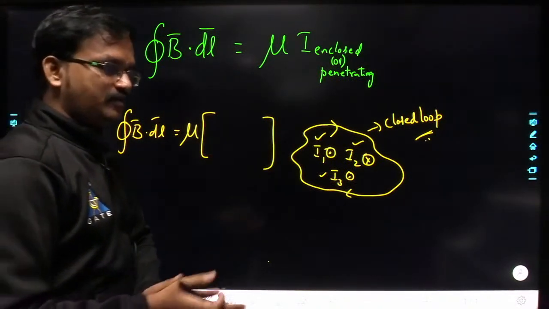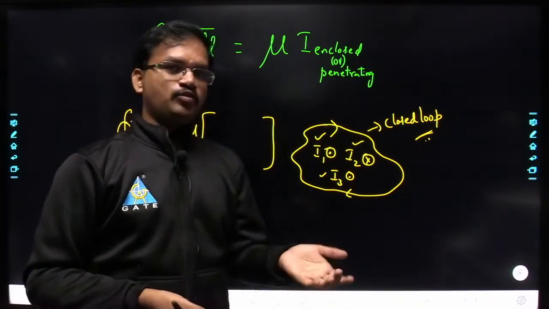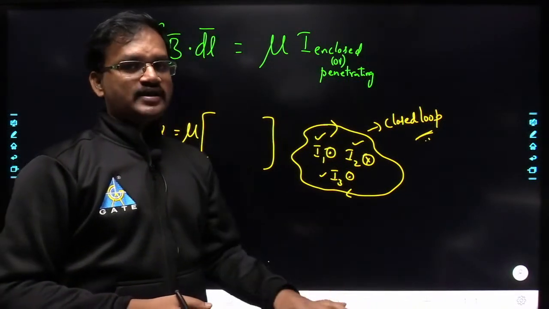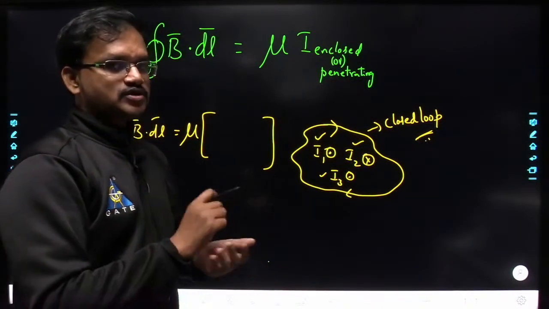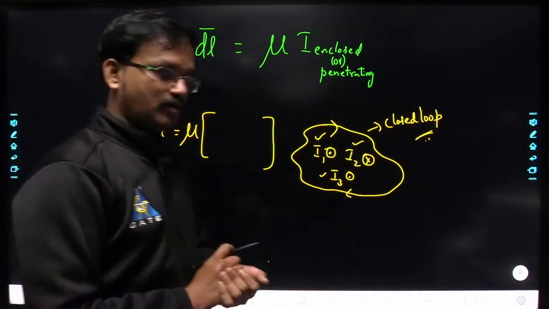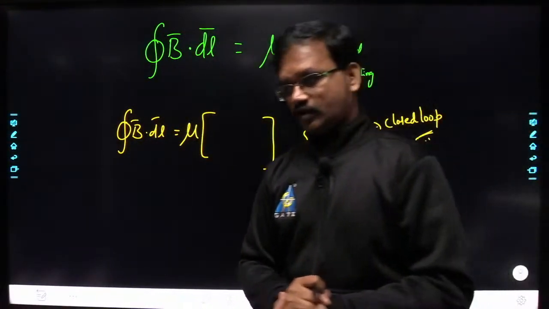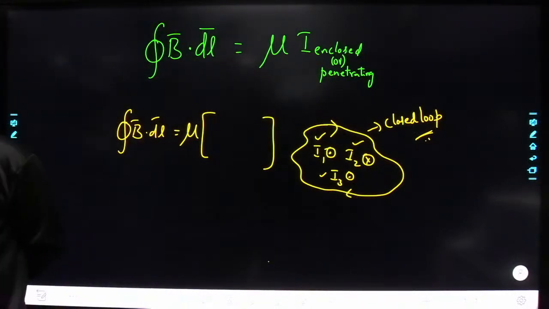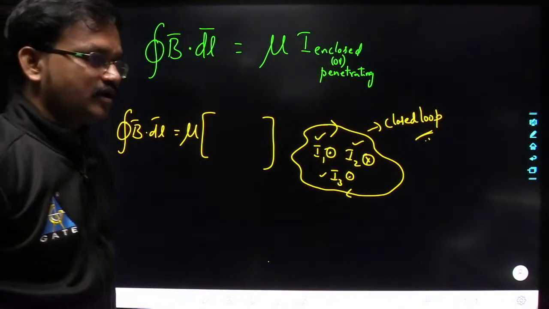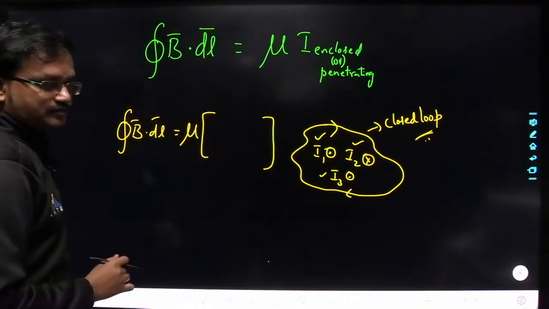Tell me here. Do you have to write I1 plus I2 plus I3, or I1 minus I2 minus I3, or I1 minus I2 plus I3, like that? Which combination do you have to write? That's what I am asking, right? Whether you have to write I1 plus I2 plus I3, or I1 minus I2 plus I3. What is the combination you are going to get? Tell me.